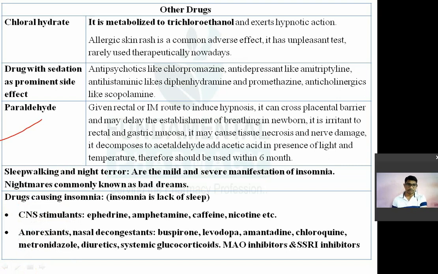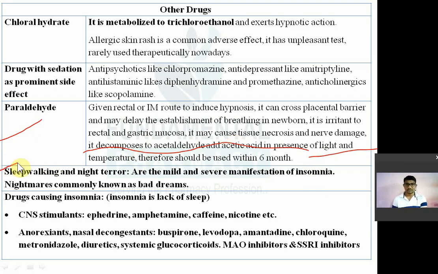Now this paraldehyde is decomposed into acetaldehyde and acetic acid in presence of light and temperature. So therefore it should be prepared freshly. It is not stored, ये इसका storage वगैरह नहीं करते. It should be freshly prepared, therefore it should be used within paraldehyde.